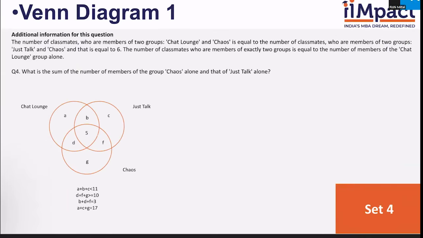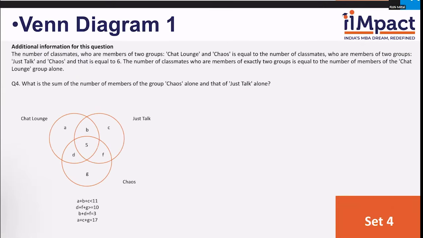Now we have an additional information. The number of classmates who are members of two groups, Chat Lounge and Chaos, is equal to the number of classmates who are members of two groups, Just Talk and Chaos. So Chat Lounge and Chaos is D plus 5, which is equal to F plus 5, which is 6, right? So D becomes 1, F becomes 1, and we know B plus D plus F was 3. So B also becomes 1. Yes.